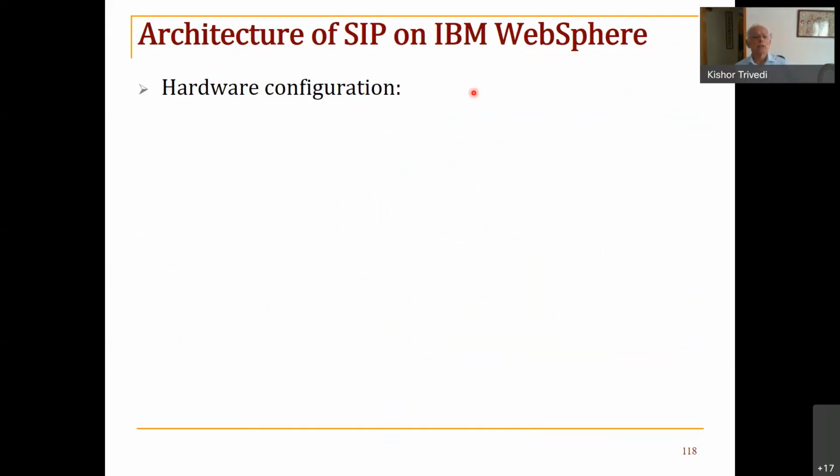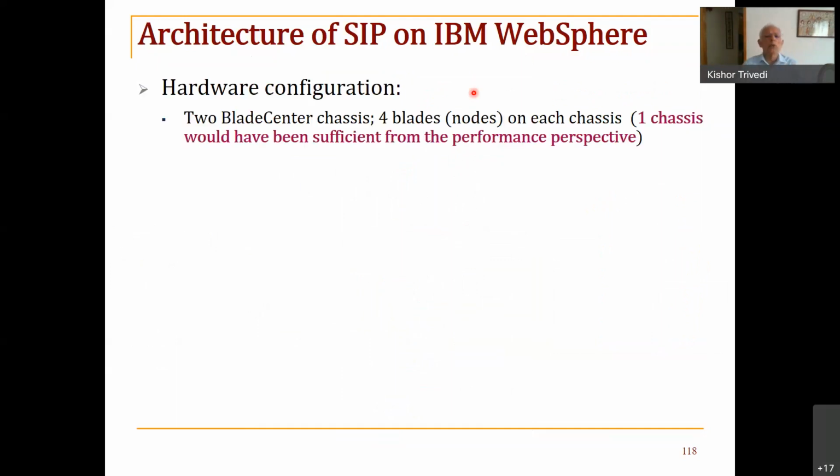Hardware configuration wise, they employ 2 blade center chassis, 4 blades each. Now they also told me, maybe after I asked them, that 1 chassis would have been enough from the perspective of performance, that is, throughput requirement. But they use 2 chassis for redundancy, for high availability.